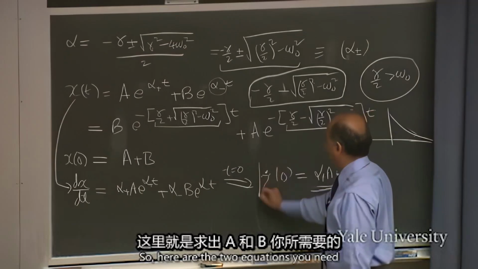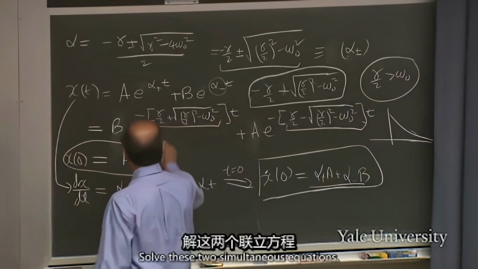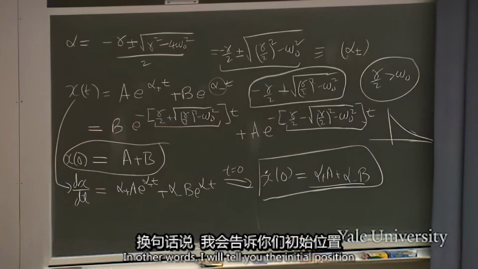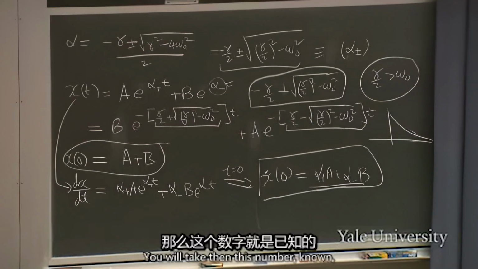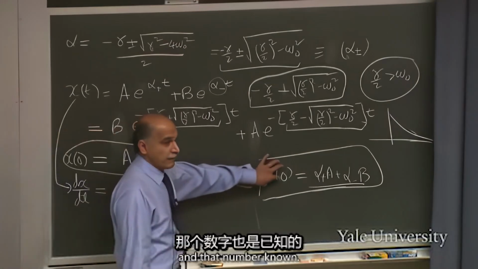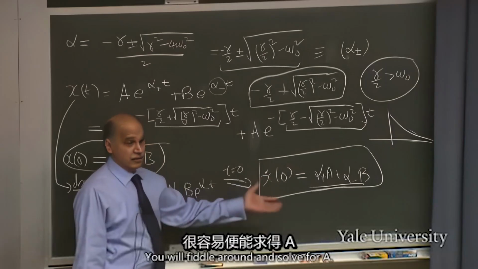So here are the two equations you need to find A and B. Solve these two simultaneous equations. In other words, I will tell you the initial position and I will tell you the initial velocity. You will take then this number known and that number known. These are linear simultaneous equations for A and B. You will fiddle around and solve for A and B.